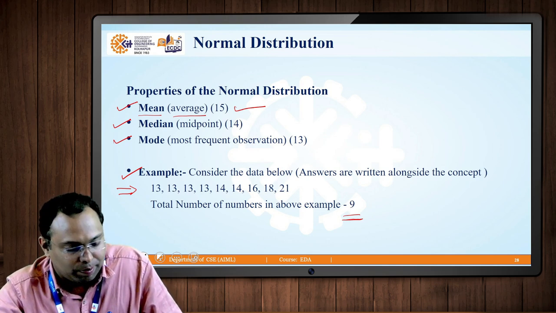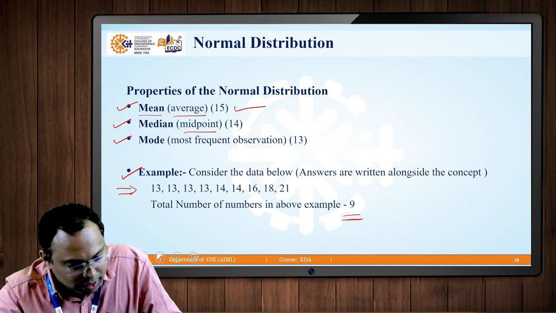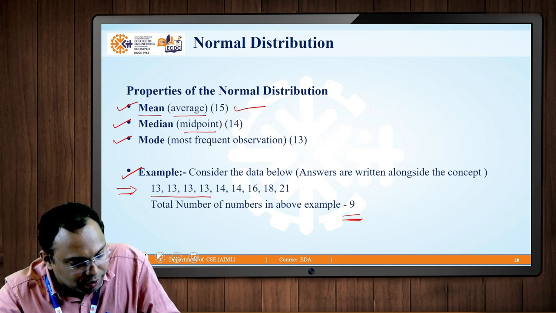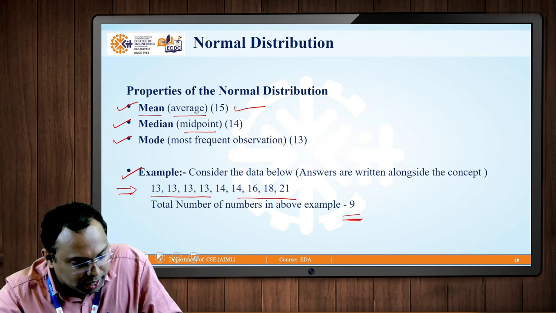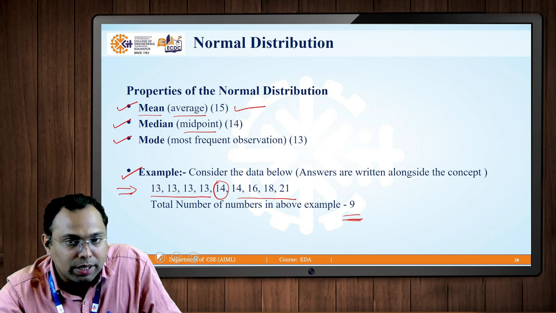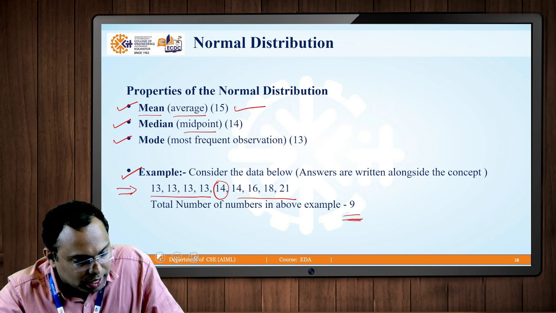Then the concept of median. Median in layman terms can be called a midpoint. In this sequence we have 9 different data points. To find the mid portion, we can consider 4 points on the left and 4 points on the right, and the point left at the center is our median, which is the midpoint. This is quite easy because we have an odd number of data points in this example. If we have an even number of data points, we need to consider the 2 points at the center and calculate their average, and that is going to be our median point.